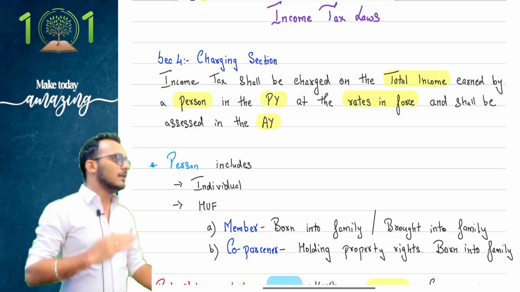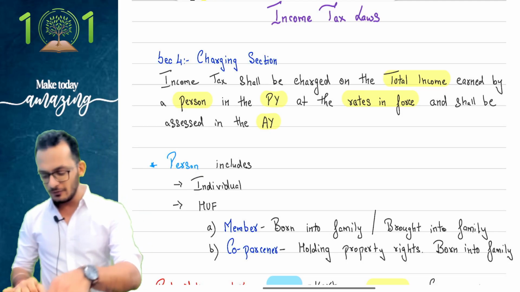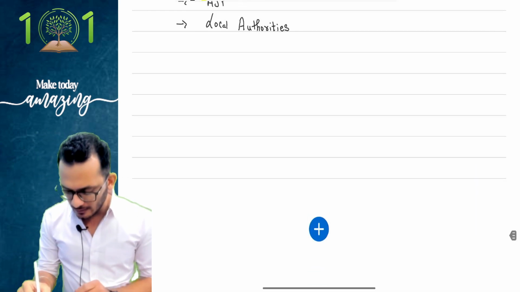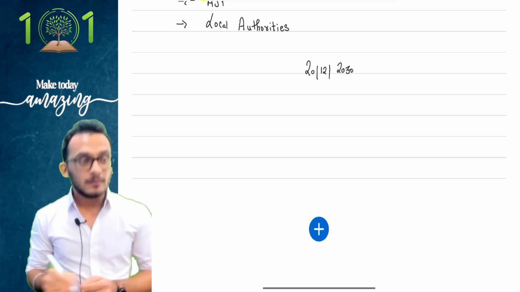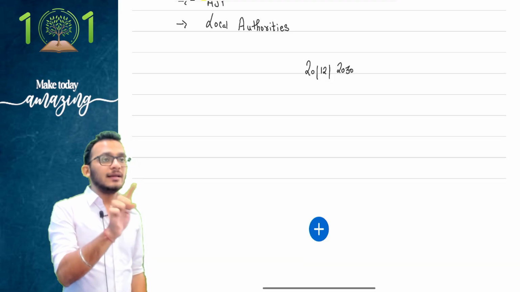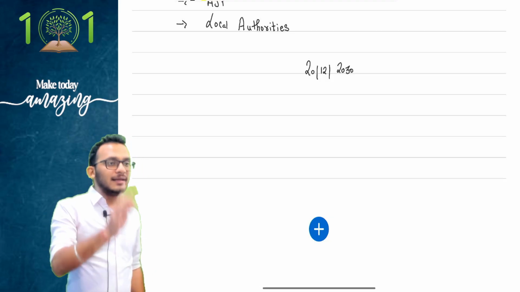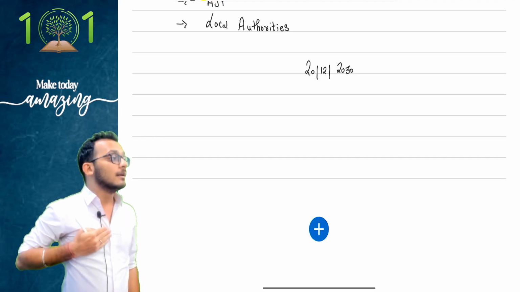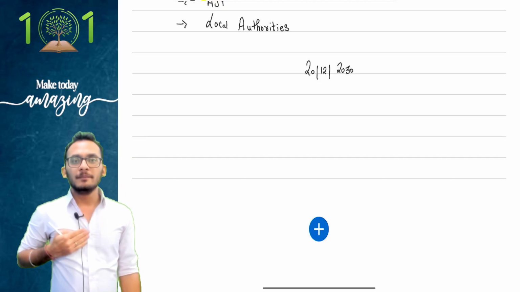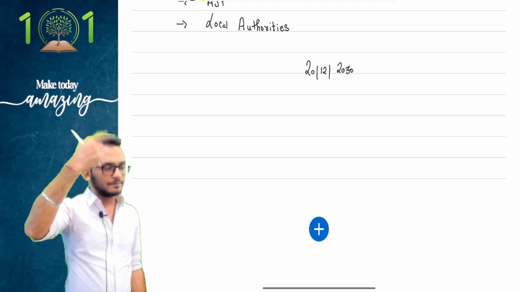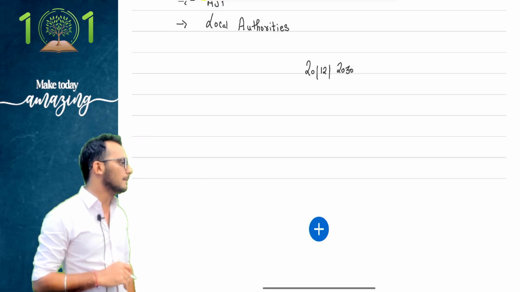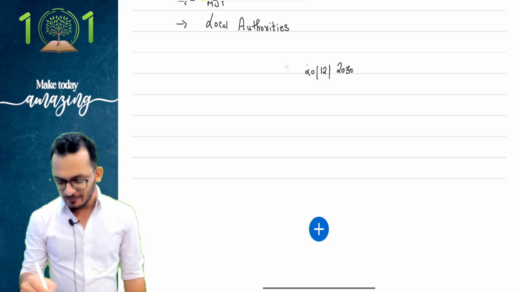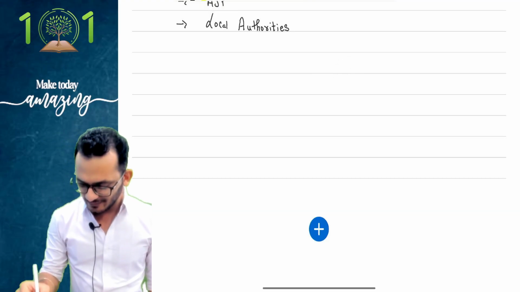If I tell you that Rahul has earned an income on 20th December 2030, then 20th December 2030 is my previous year. Assessment year will be 31-32. That is what the understanding should be. Clear? Any doubts on this part? Sure about this? Okay. Tell me if this English is right.